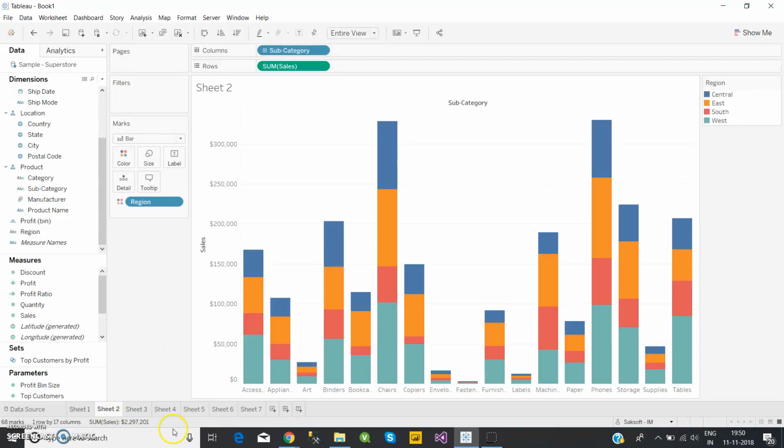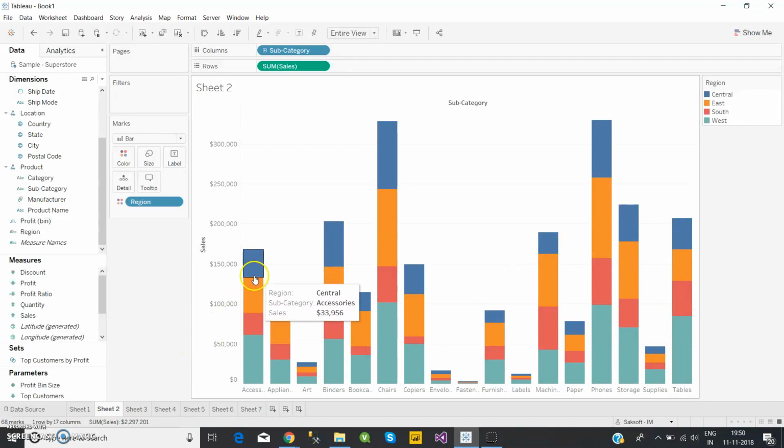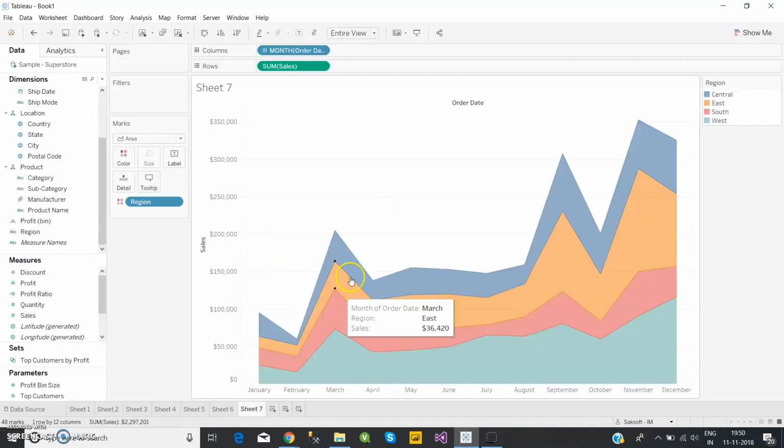Here you can see this is very much similar to the stacked bar chart. So here it is stacked on like a bar, and here it is stacked one above another as a line. So these two are very similar.